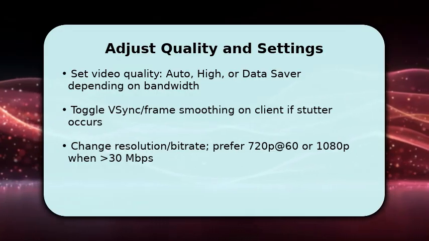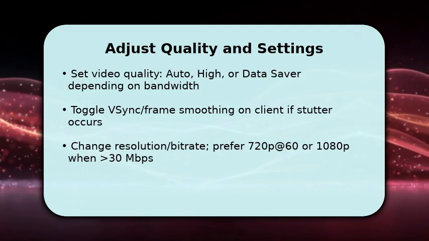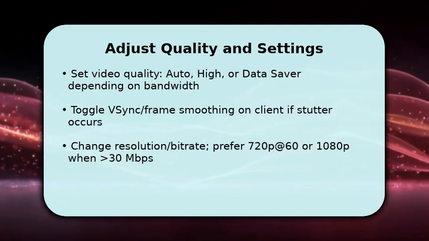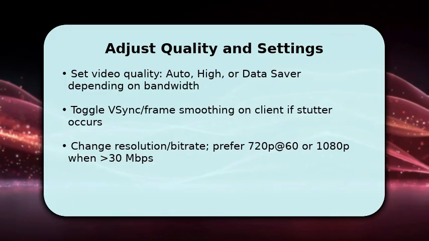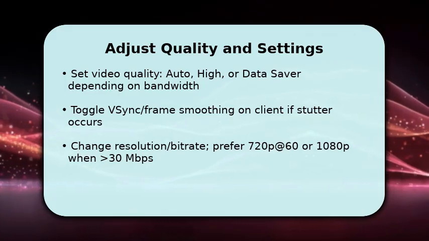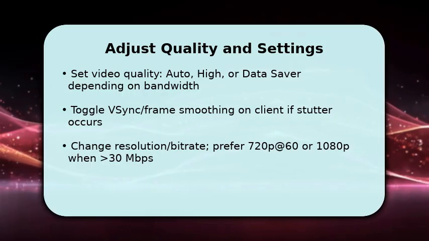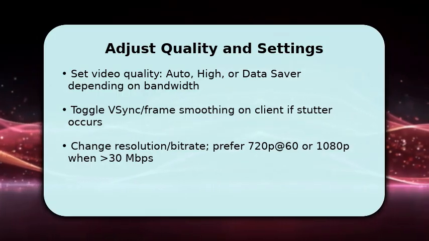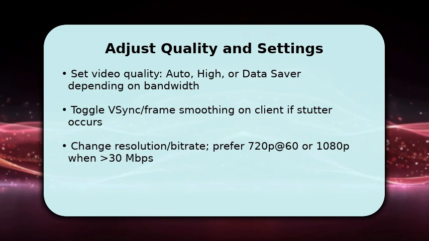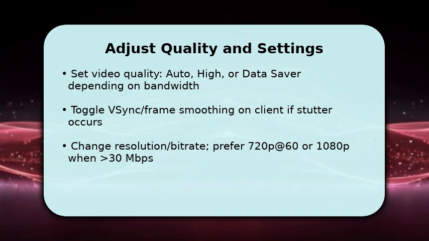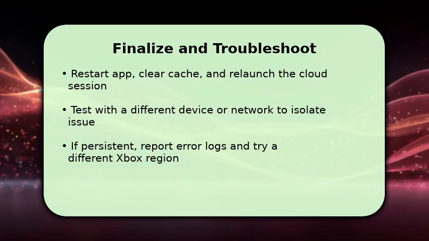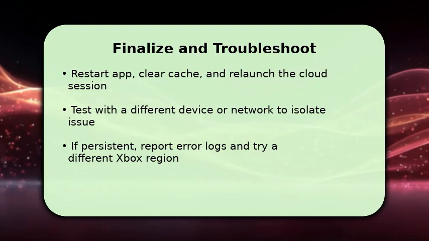Once adjusted, change client-side resolution and bitrate. Choose 720p at 60 FPS for unstable links, 1080p when bandwidth permits, because resolution directly affects artifacts. If you see tearing or stutter, toggle frame smoothing or V-Sync on the client. This trades latency for visual stability, and you complete the repair by cleaning and validating the environment.